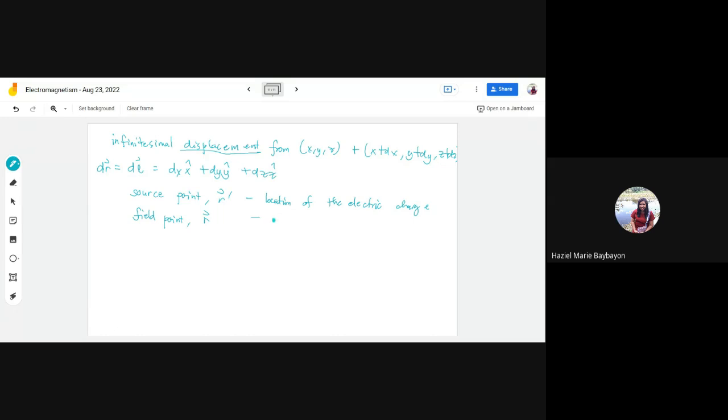So nakuha niyo ang difference, class, source point and field point. The field point is the point at which we want to calculate the value of the electric field or the magnetic field. Ang sige ng magnetic field, B, no?